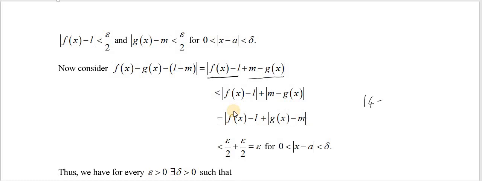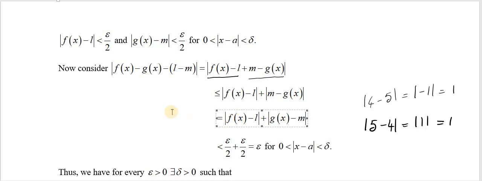because modulus of 4 minus 5 is equal to modulus of minus 1, that is 1 only. Similarly, modulus of 5 minus 4 is also equal to modulus of 1, this is also 1 only. That's why here I am interchanging these two terms: modulus of m minus g of x is nothing but modulus of g of x minus m.